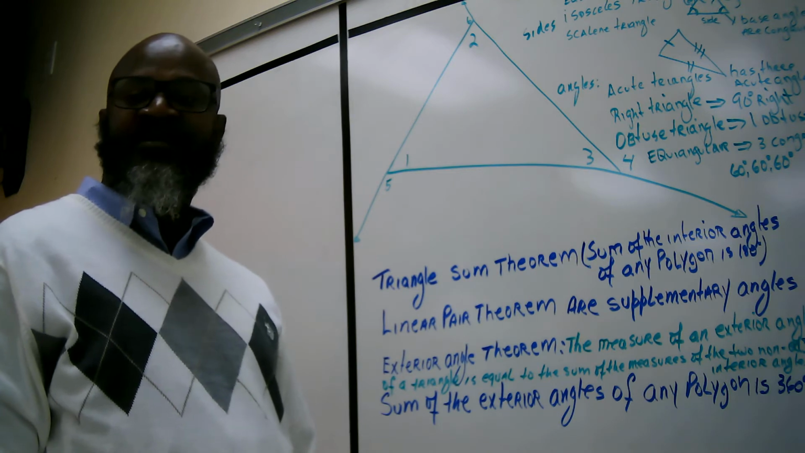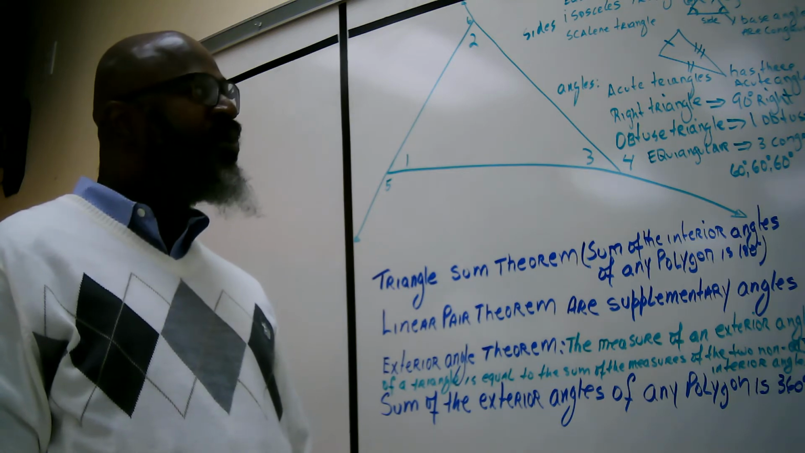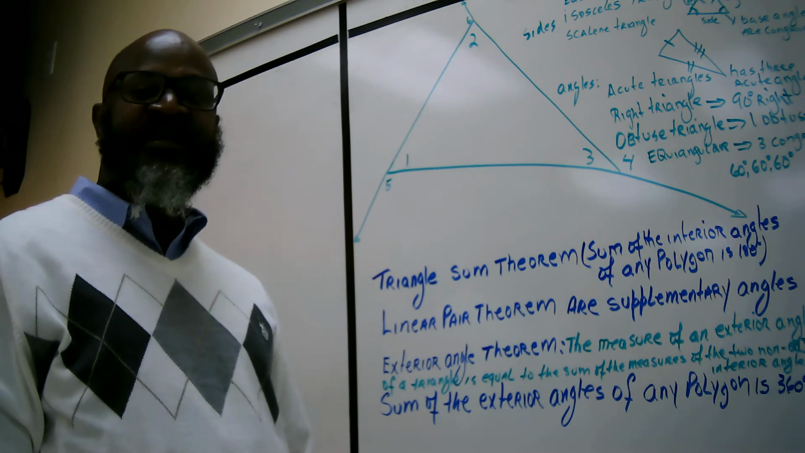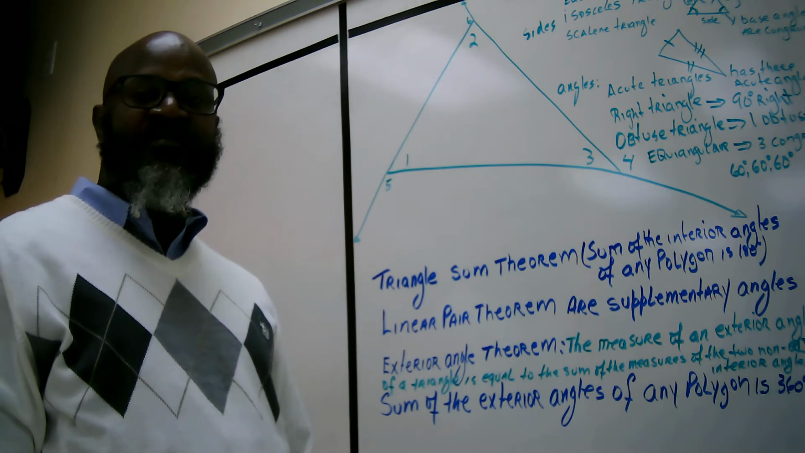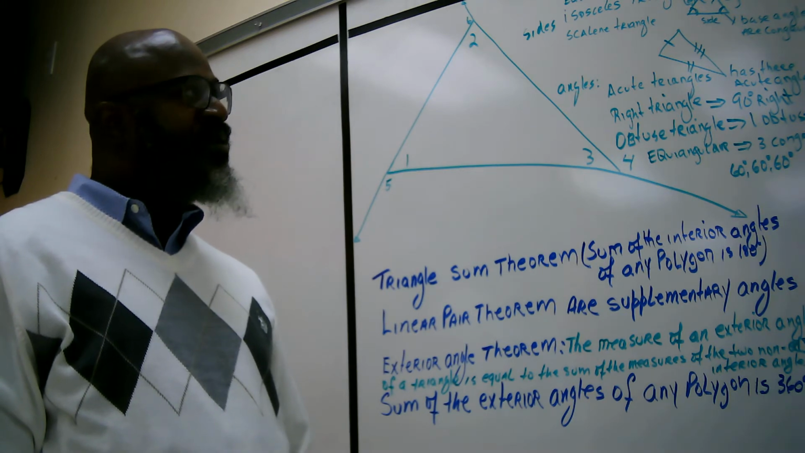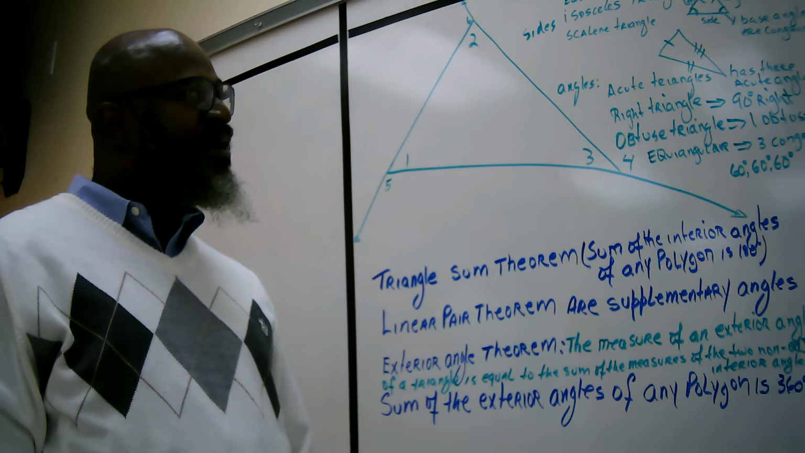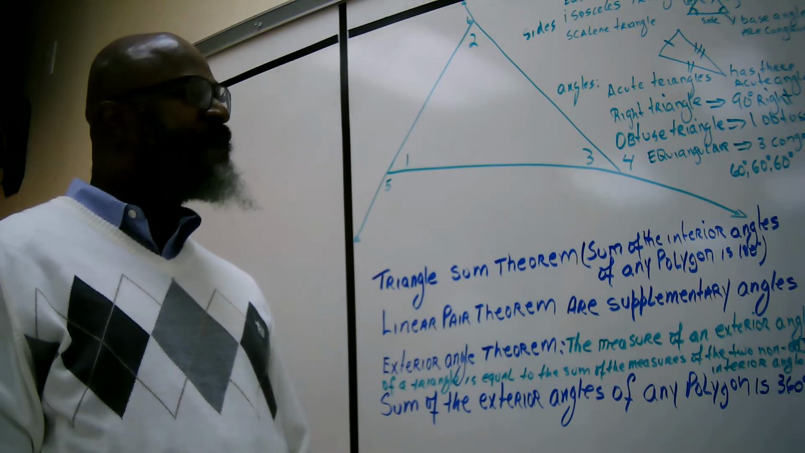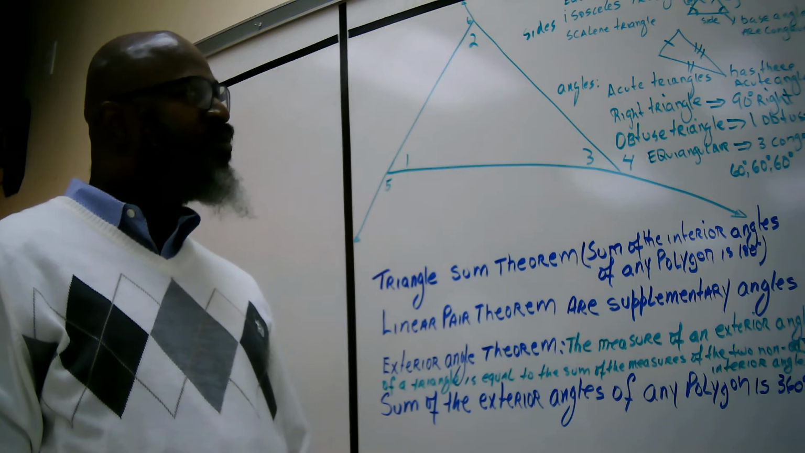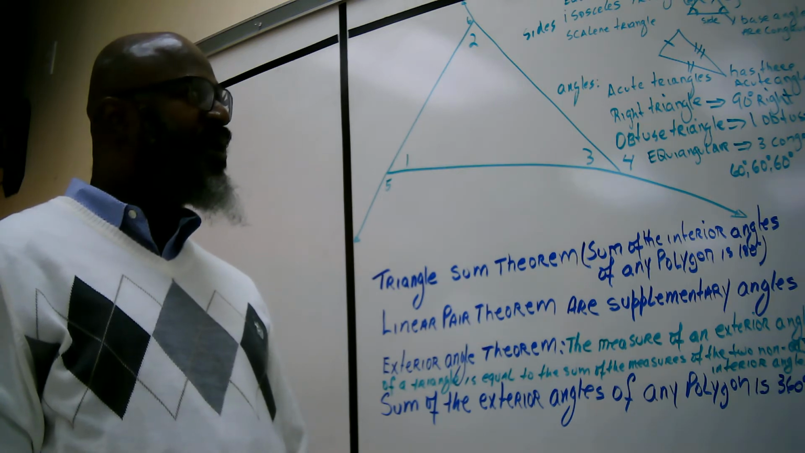Isosceles is a triangle that has at least two congruent sides. The two sides that are congruent are called legs, and the third side is called the base side. Where the two legs meet is called the vertex angle, and the bottom angles are called base angles. Base angles are always congruent in an isosceles triangle.